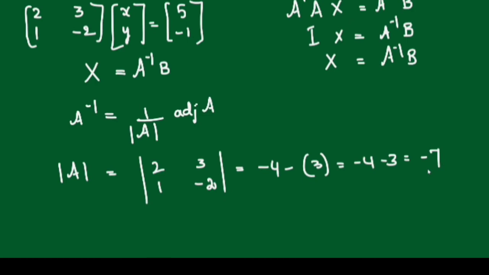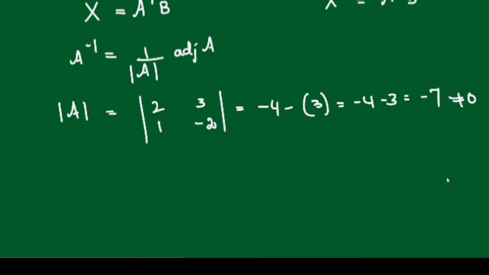Minus 7 is not equal to 0. When the determinant is not equal to 0, what is it called? Non-singular matrix. When it is a non-singular matrix, you can find A inverse. If it is equal to 0, you cannot find A inverse. So A inverse exists.